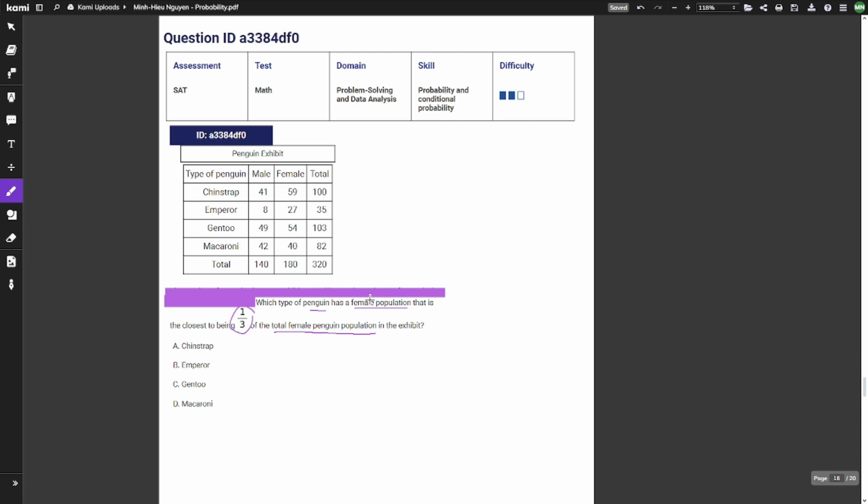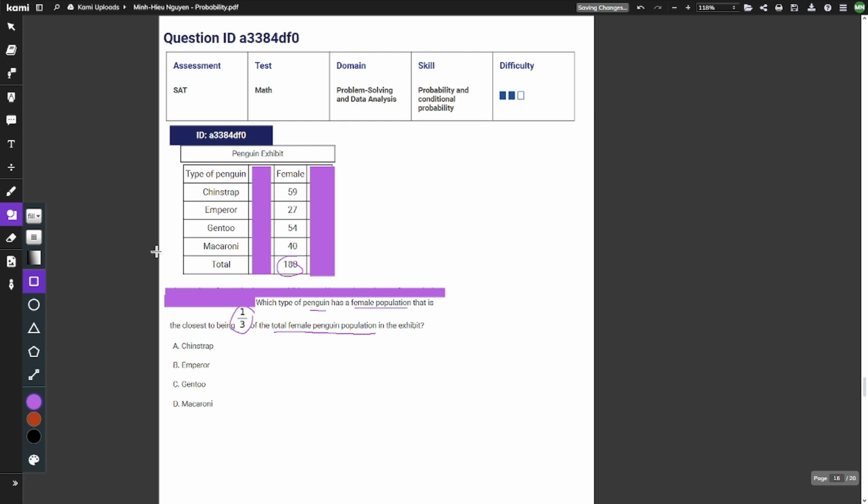Anyways, we only care about the female population, so don't care about these guys. And then we want it to be a third of the total. So let me find what the total is. It's 320. Alright. So I don't care. Oh wait, total of the female population. Okay. So I'm not including the men. I'm just talking about that number. Whoopsies. Alright, so don't care about that row. Now all you're going to do is start putting these numbers into fractions, like 59 over 180, 27 over 180, and see which one's going to be 1/3. So I'm going to go ahead and pull up Desmos real quick.